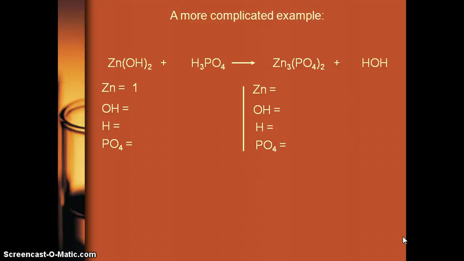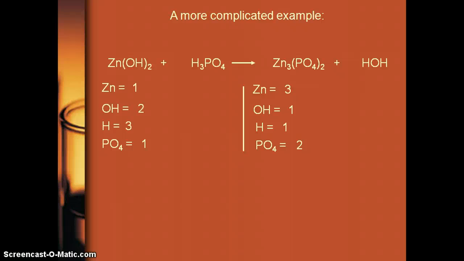So we're going to go ahead and do our first step, which is to count our atoms. Okay, we have 1 zinc, 2 hydroxides, 3 hydrogens, and 1 phosphate on your reactant side. So now we're going to count the atoms and elements on your product side. So you go ahead and count all the way down. We have 3 zincs, we have 1 hydroxide, we have 1 hydrogen, and we have 2 phosphates.